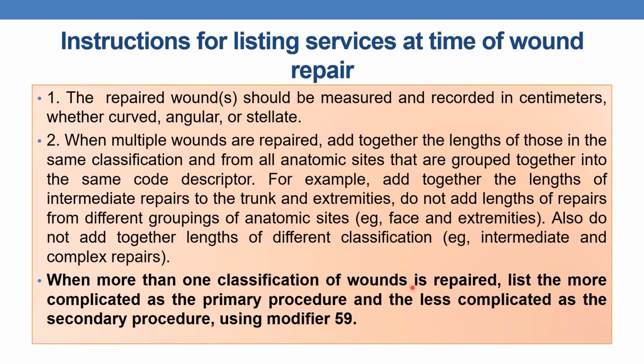When more than one classification of wounds is repaired, that is, when intermediate and complex wounds are repaired, list the more complicated as the primary procedure and the less complicated as the secondary procedure using modifier 59. That is, if a complex repair and an intermediate repair are done, then you need to first code the complex repair followed by the intermediate repair along with modifier 59.